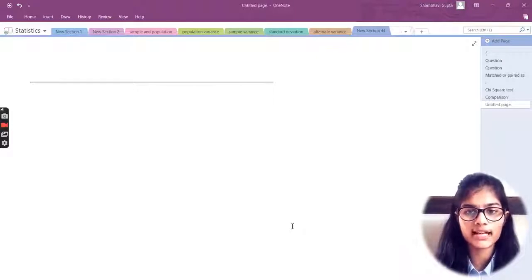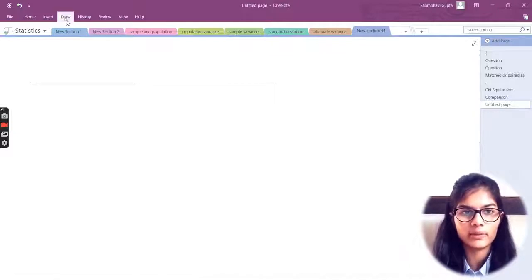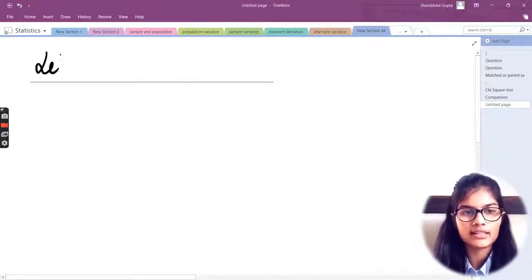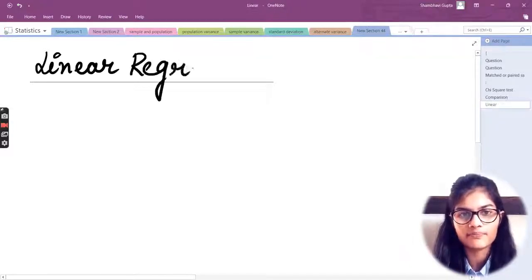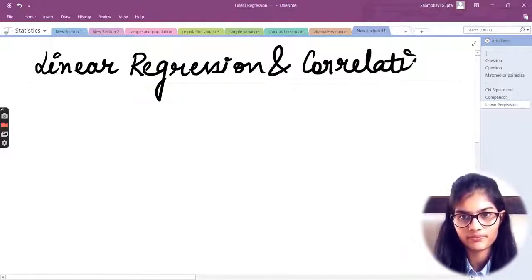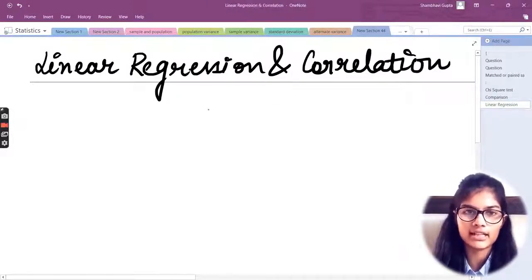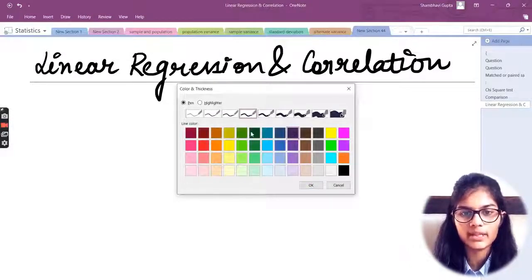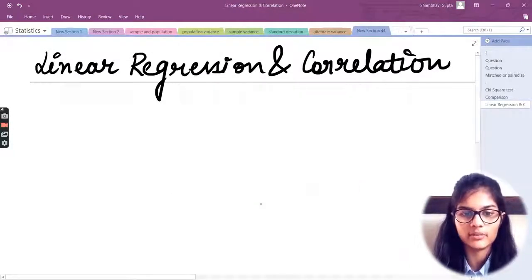From today we are going to start a new topic, linear regression and correlation. Let me quickly put on a heading right here. After that I will be discussing this topic. So it goes: linear regression and correlation. This is the topic that I am going to follow here.